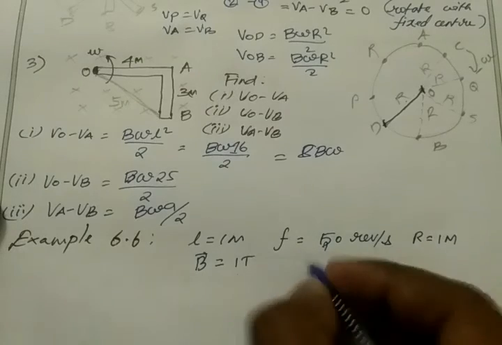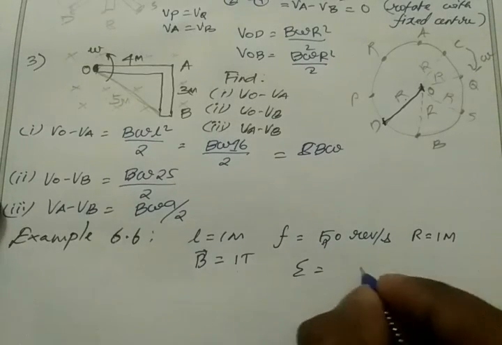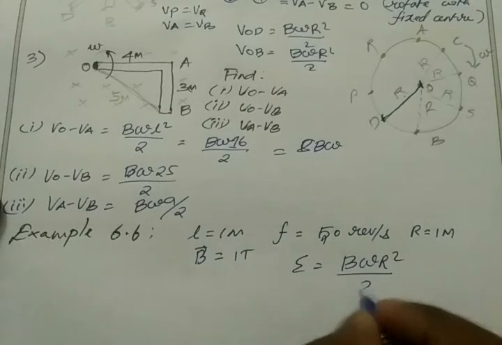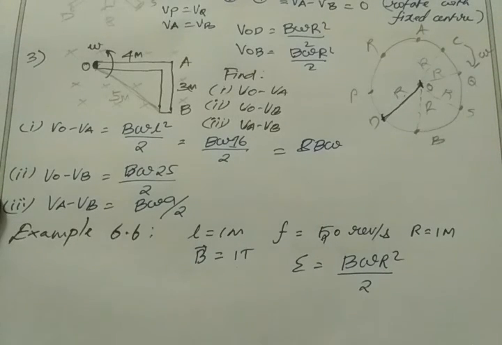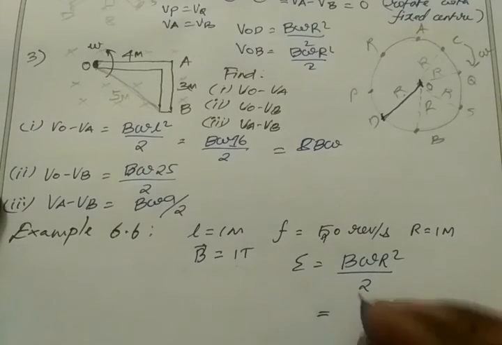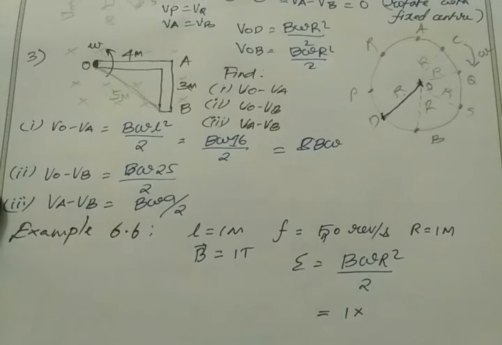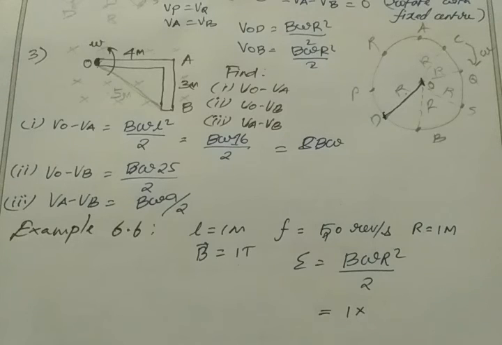So write the formula: EMF equals B omega R square, or L square, whatever, by 2. This is the formula when a straight conductor rotates in a magnetic field. Write the value of B as 1 Tesla. Omega is not given, but frequency is. Is there any relation between frequency and omega? Yes, which we already studied in moving charges and magnetism. Remember the formulas: radius equals mv by Bq, and time period equals 2 pi m by Bq.